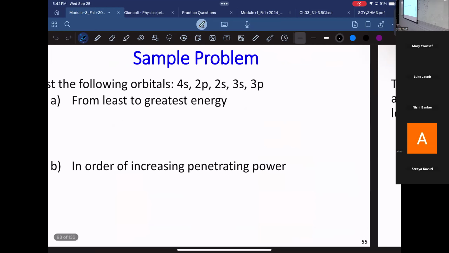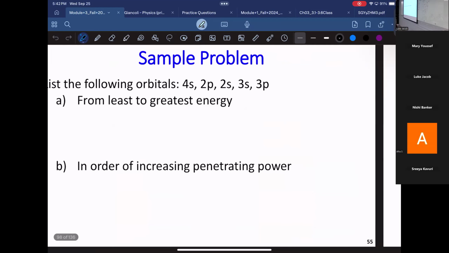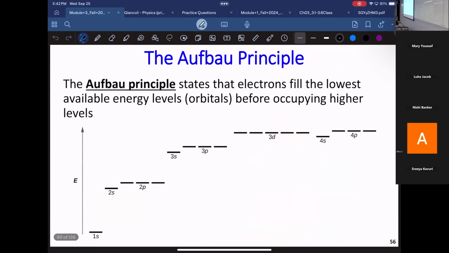Does anyone want me to go over this or not? You guys are chilling with this? Okay. But I don't know how to say this, guys. Does anyone know how to say it? Aufbau. This is a very self-explanatory concept.